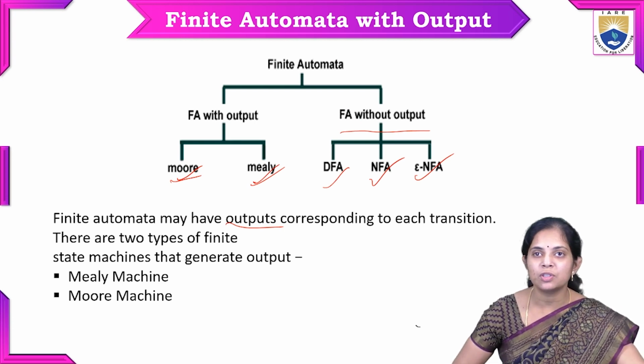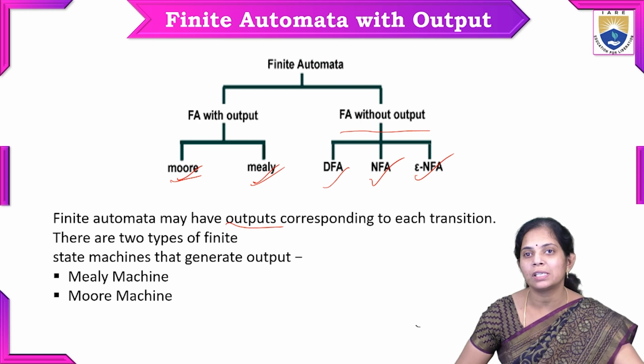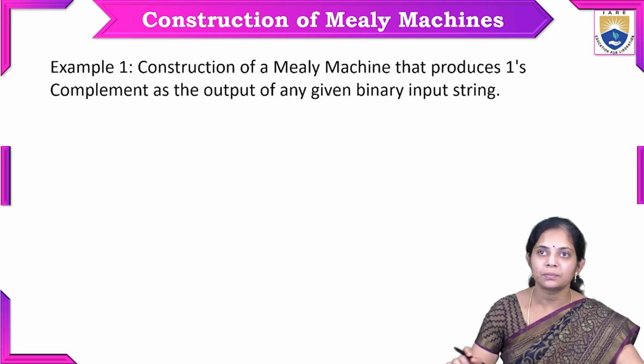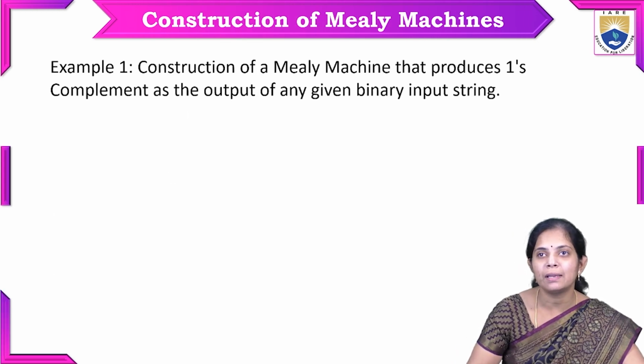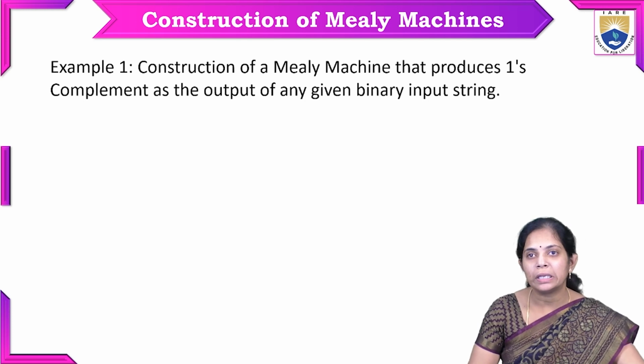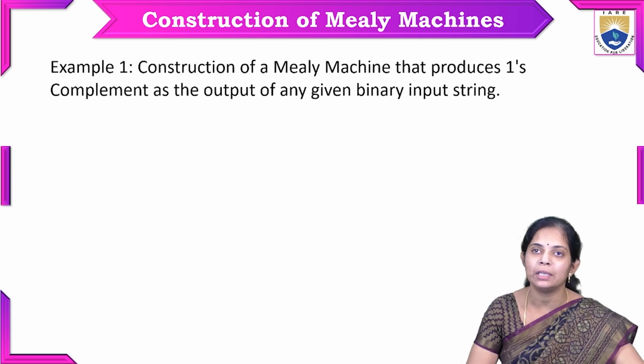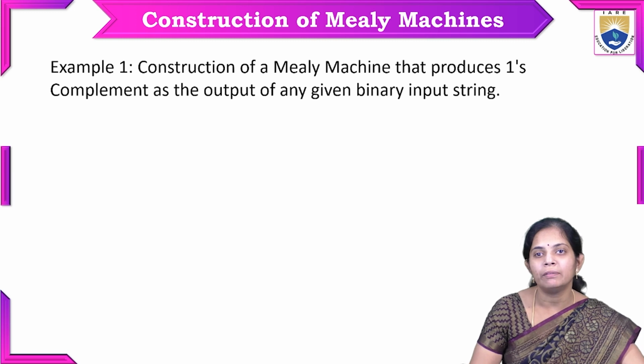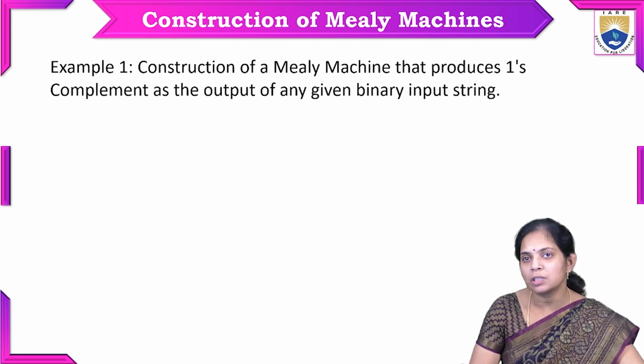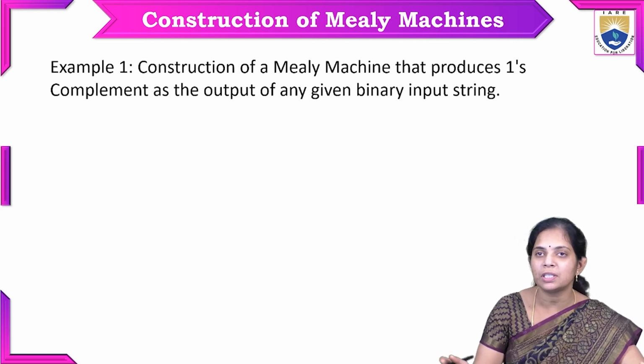Let's move to the discussion of construction, how to construct a Mealy machine. Here we are taking the example: we have to construct a Mealy machine that produces one's complement as the output of any given binary input string. We already know that in maths we have one's complement, in the binary representation.